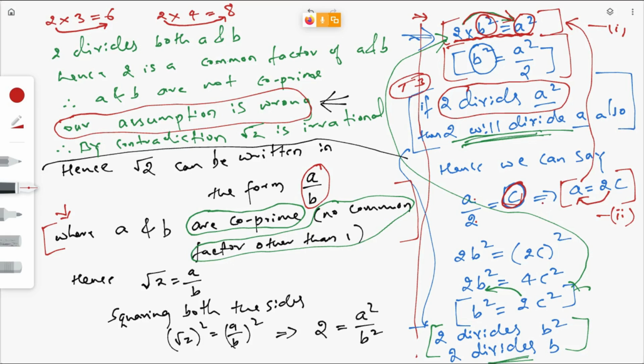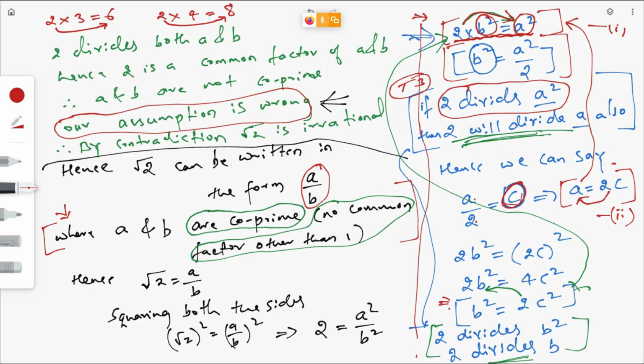So in the next step, I will take this a is equal to 2c and substitute it in the first equation. So what will I get? 2b square is equal to 2c whole square. After that you will get 2b square is equal to 4c square. After simplification you will get b square is equal to 2c square.